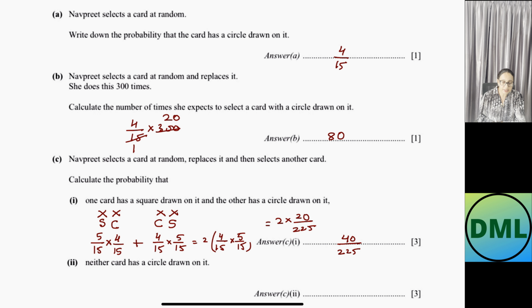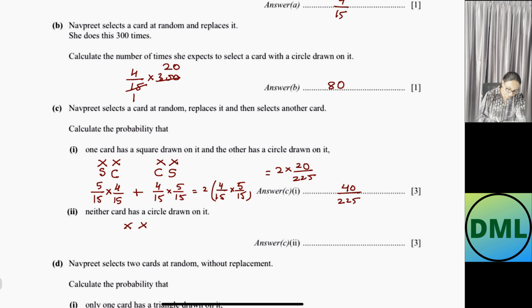Neither card has a circle drawn on it. So I am picking 2 cards here, so I'll put 2 crosses here. I don't want circles at all. That means I am picking only squares and triangles. If I add squares and triangles, they are 11 in total. 5 plus 6, 11 in total.